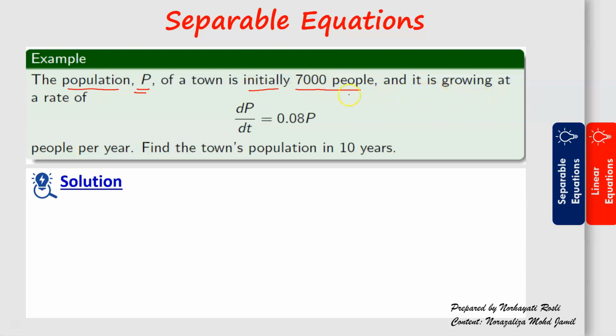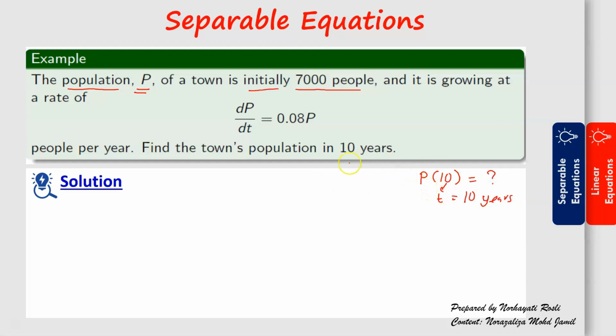And it is growing at a rate of dP/dt, meaning the rate of change of that population with respect to time, equal to 0.08 people per year. So the question asks you to find the town's population in 10 years. How to get this? You need to find P, the population at time 10. So we want to compute the population when t equals 10 years.